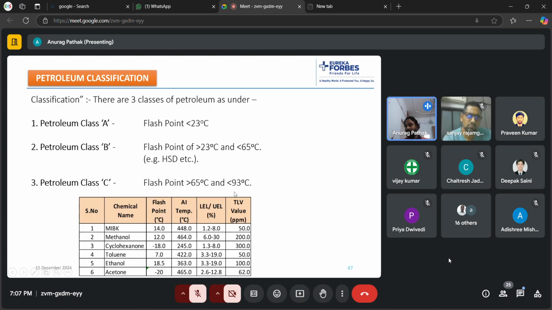ठीक है? ये इसमें क्यों किया गया A, B और C में? Because there is a criteria for taking the explosive license if we are storing these types of chemicals, petroleum chemicals inside our factories. So we have to take the license for the same, and many of the things have already taken the same pattern, and we are always on the same path.